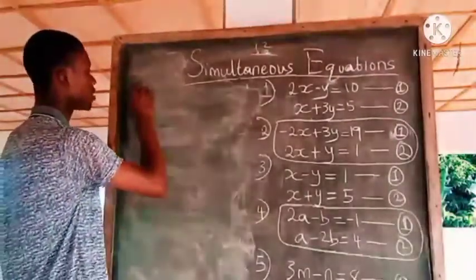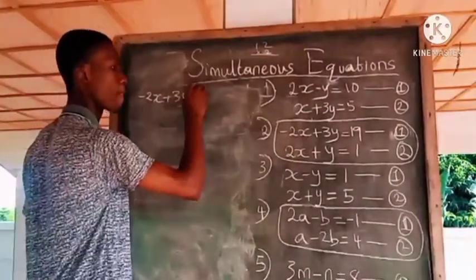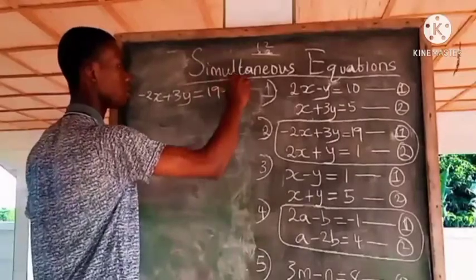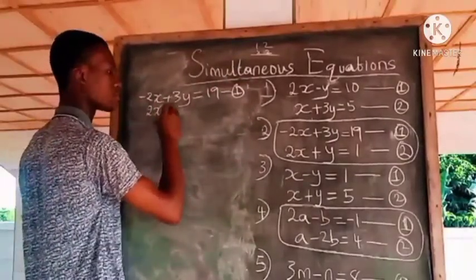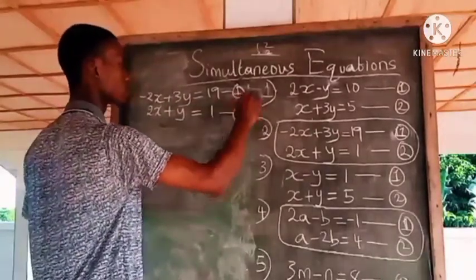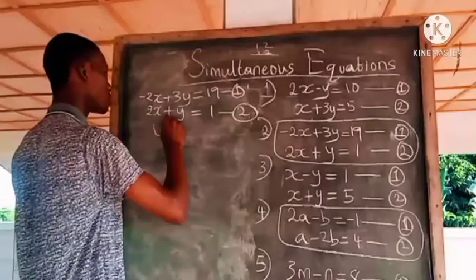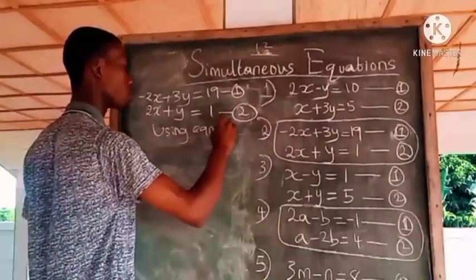So we have minus 2x plus 3y equal to 19 as our equation 1. Now equation 2 is 2x plus y equal to 1. Now like I said, I would love to use equation 1.